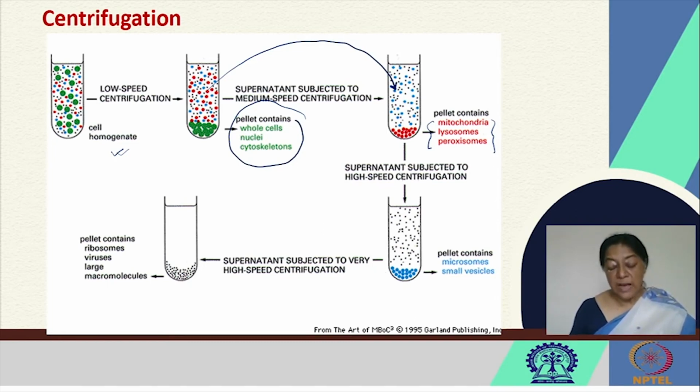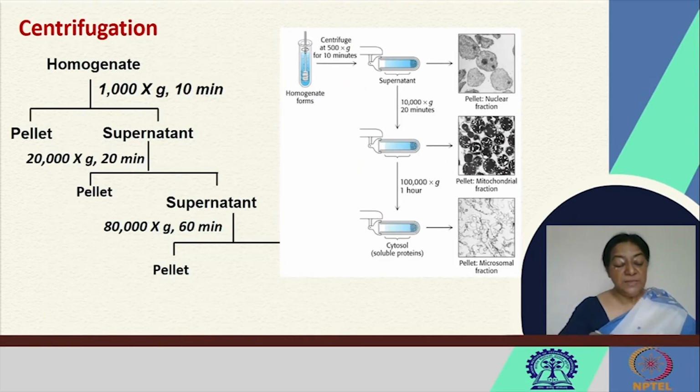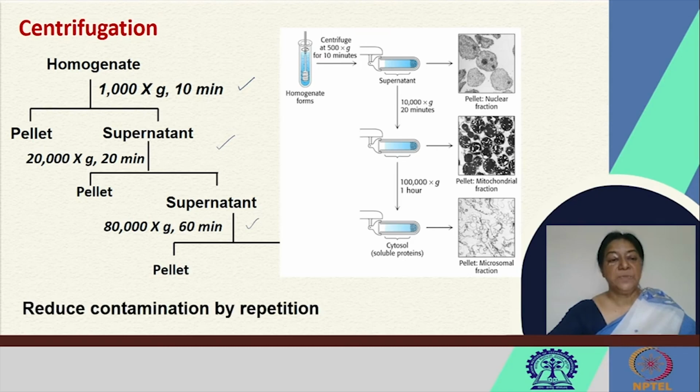If we go to another high-speed centrifugation, we get the pellet where we have microsomes and small vesicles. This supernatant subjected to even higher speeds can give us large macromolecules and viruses. Again, we choose the supernatant or the pellet depending upon our interest. So the method is that we have a homogenate, low speed, medium speed, high speed to get to our specific compound or specific molecule of interest.